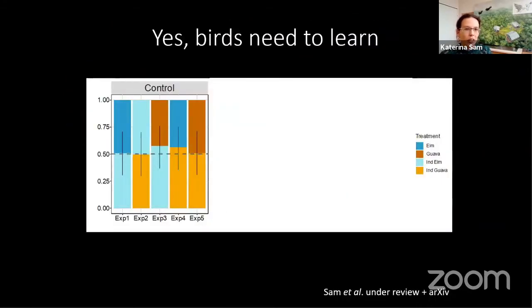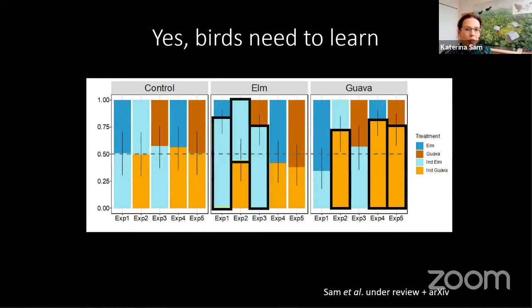And this is what we saw. In the control babies, first, we were offering them random variations of the elms, induced elms, guavas, induced guavas. And in the experiment, they were behaving very randomly, flying from one tree to another, spending 50% there and 50% on another sapling. But when we were looking at the birds which were trained to something, we saw that they are significantly attracted to the herbivore-induced plant to which they were trained. But when we offered them other plant species, they didn't prefer the type of the tree with the herbivore induction.